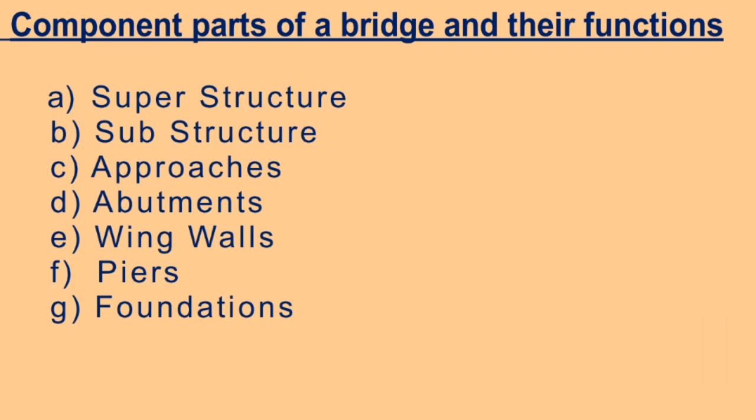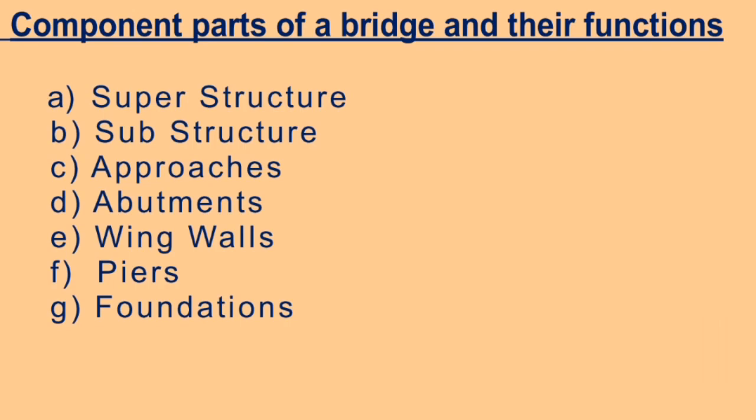Now, third one, wing walls. Wing walls are the walls constructed on both sides of the abutments to retain the earth banks of the river or of the bridge approaches. Functions: to retain the earth banks of approaches, in which case they are called return wing walls. And second one, to protect the earth banks of river from the action of water.